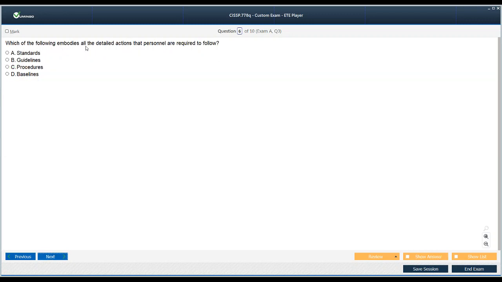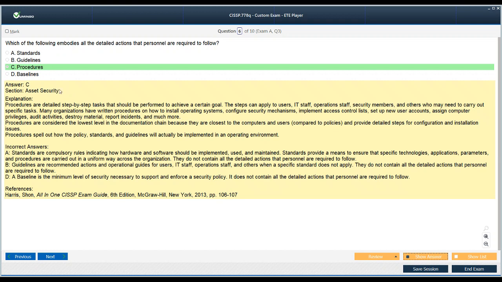Which of the following embodies all the detailed actions that personnel are required to follow? All the detailed instructions or actions that the personnel are required to follow. Standards, guidelines, procedures, or baselines. A procedure is a detailed, step-by-step set of instructions that one would follow in order to perform an activity. So I am going with option C here. That is C.